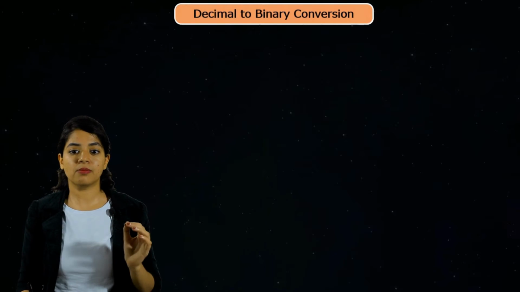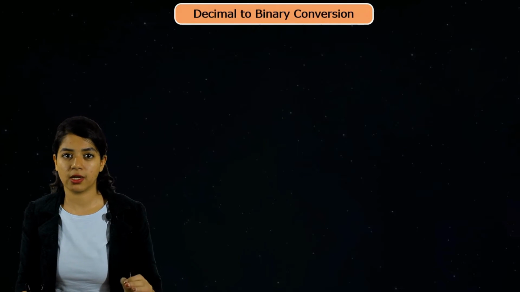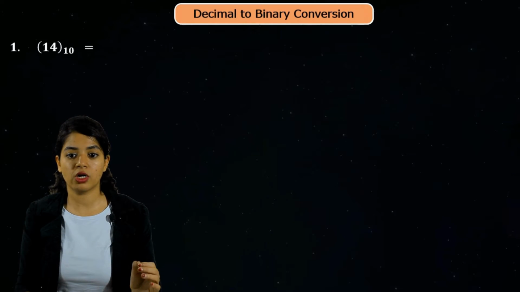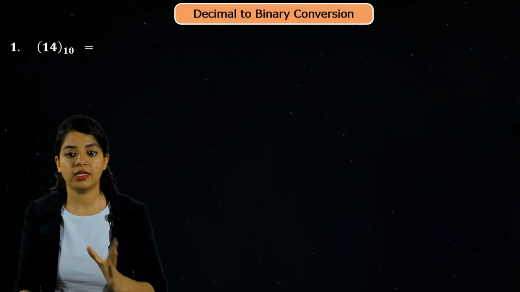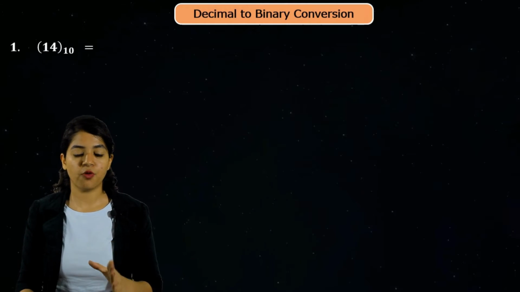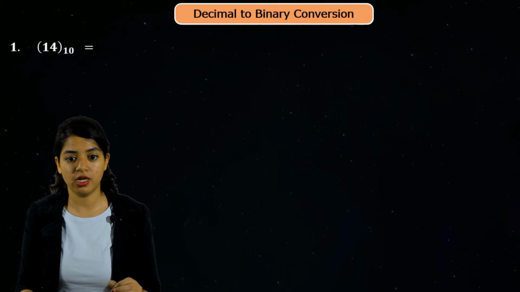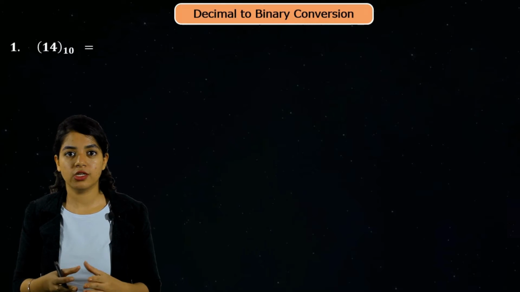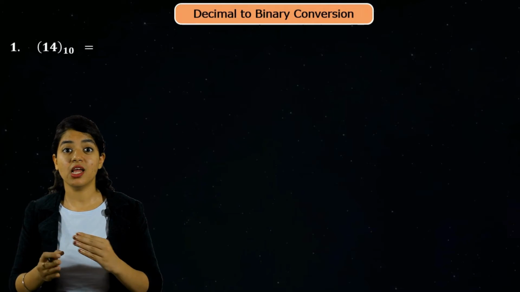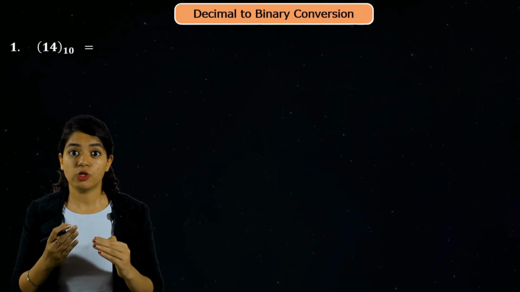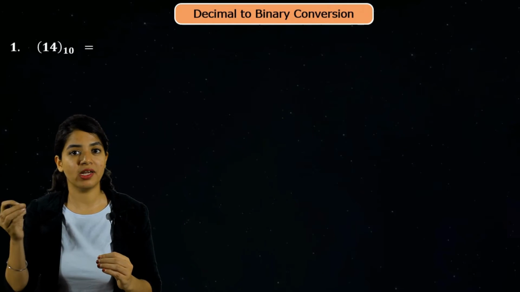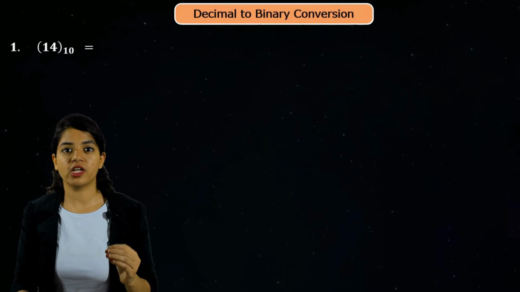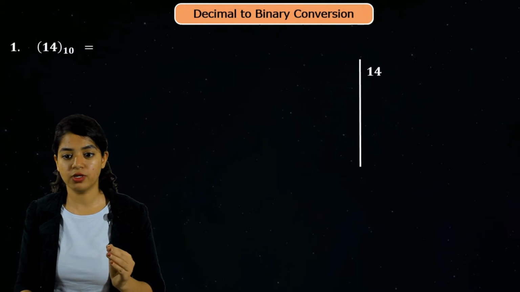So the first number system conversion that we will see is decimal to binary. It is a very simple conversion. Once you understand it, it will be very easy for you to convert any decimal number to binary number system. So the number is 14. 14 is in decimal and we have to convert it into binary number system. So what we will do here is we will consider this number 14 and divide it by 2. Why 2? Because 2 is the base of binary number system and we want to convert into binary number system.